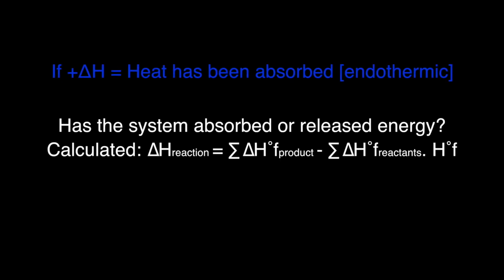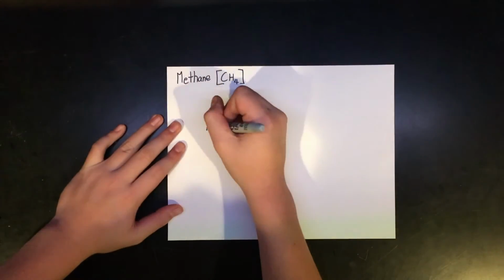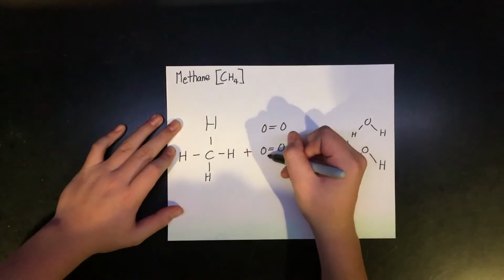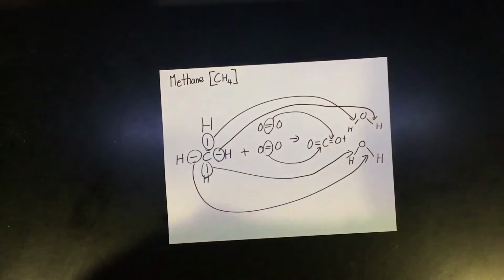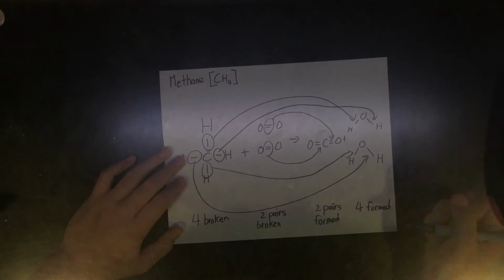If the calculations show that delta H is positive, that means the reaction is endothermic, whereas if it's negative, the reaction is exothermic. An example would be the combustion of methane. The bonds of hydrogen and the 2 pairs of bonds of oxygen break and reform in different places to form new molecules. It takes energy to break bonds and releases energy when forming bonds.